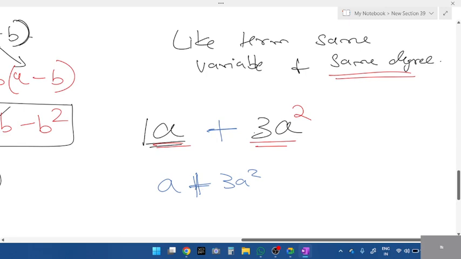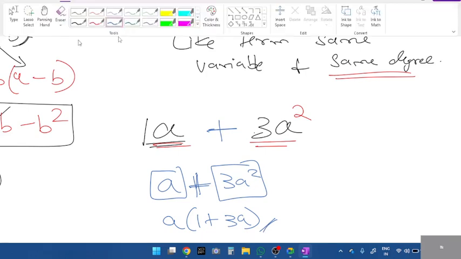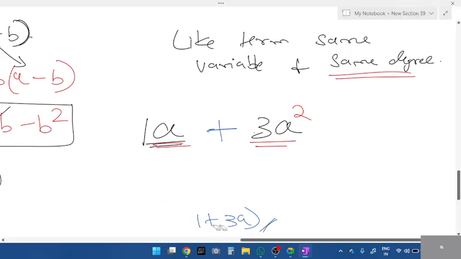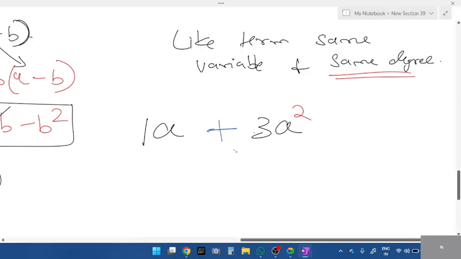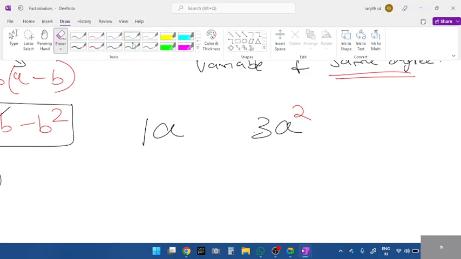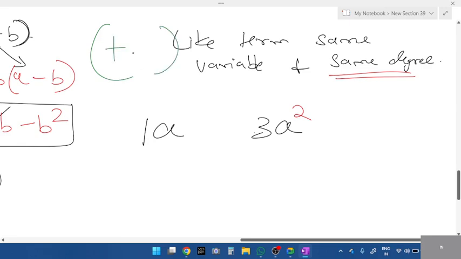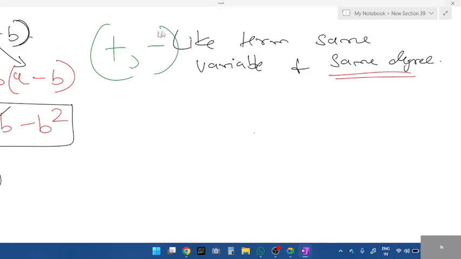Now, if you want to count the number of terms, there are two terms, one term and two term. Then you can factorize. If you factorize, you get 1 plus 3a. This is factorization. Until last year, 6th standard, 7th standard, you would have learned all this, like terms and unlike terms. From there, the next concept is factorization. But like term and unlike term is applicable only for plus and minus. Remember that. Only for addition and subtraction do we use the concept of like term and unlike term. Now tell me the next question.